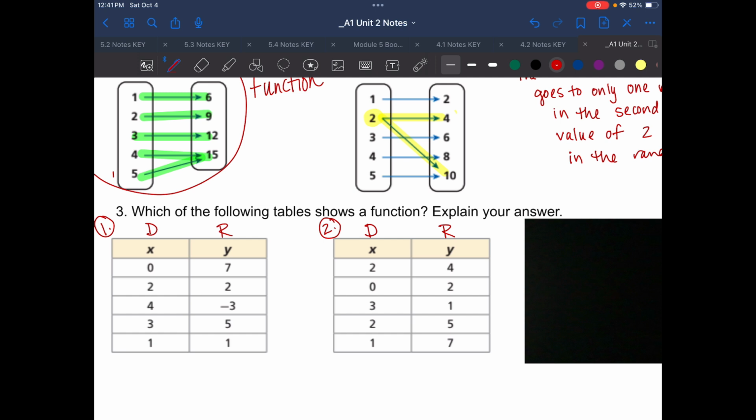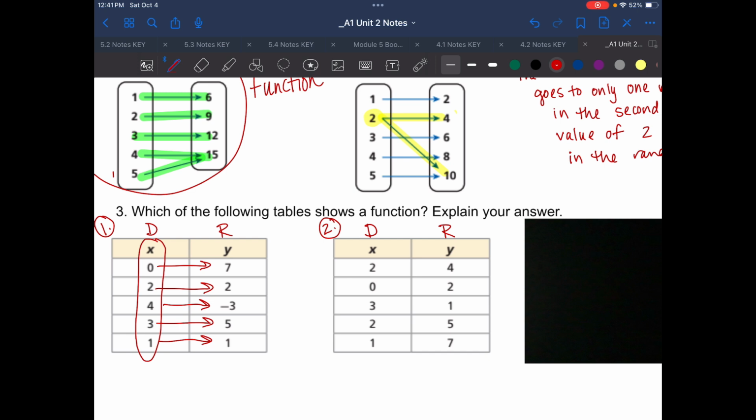All right, so if we're looking at this, we could kind of draw our own map here. So I'm going to look in my domain and see if I have any repeated x values, and I don't. So now if I just look at which x value goes to which y value, they all go to their own y value, right? There's no x value that goes to 2 different y values.